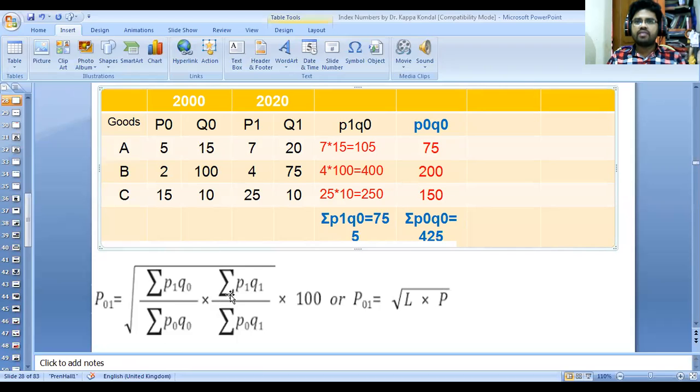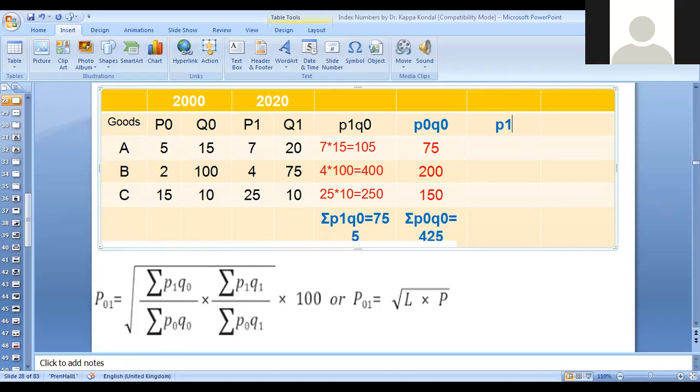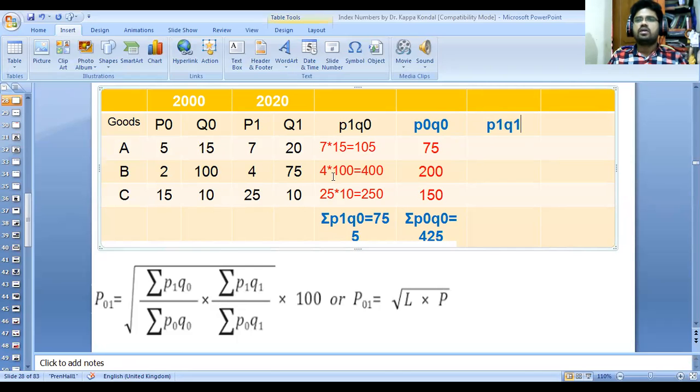Then again, we need to find out P1 into Q1. What is the P1 here? 7 into 20 is 140. Then 4 into 75 is 300. Then 25 into 10 is 250. Then the sum of P1 Q1, when you add all these three values, is 690, right?